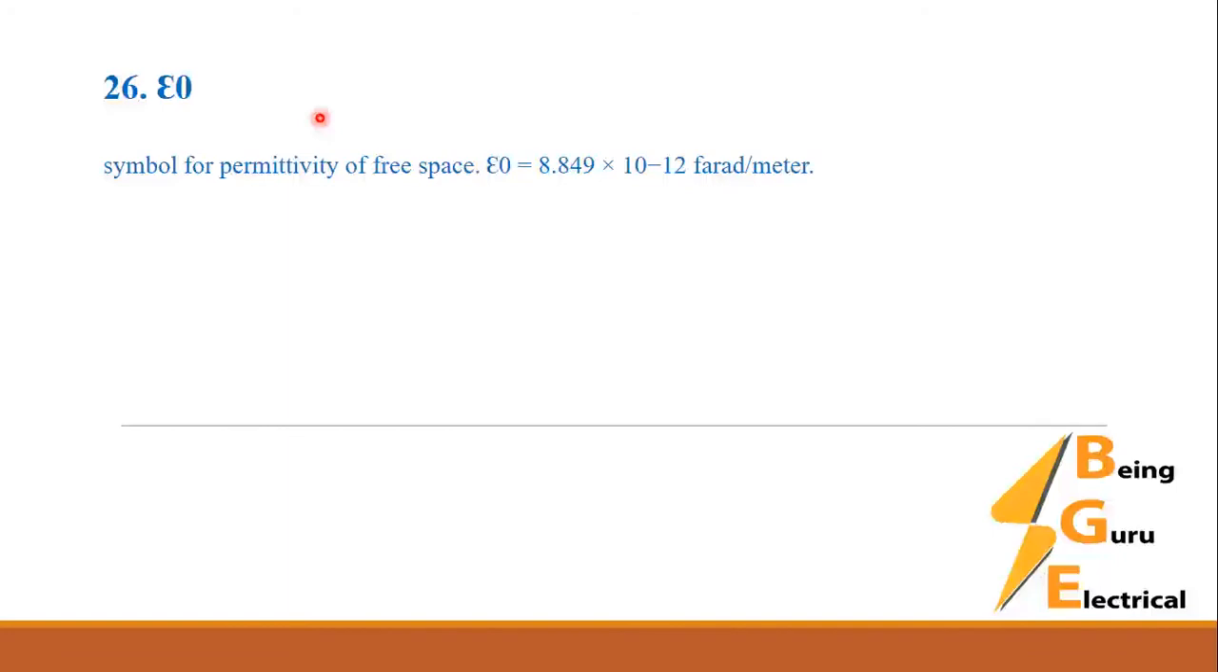The next we have epsilon naught. It is the symbol for permittivity of free space. Epsilon naught value is 8.849 into 10 power minus 12 farad per meter.